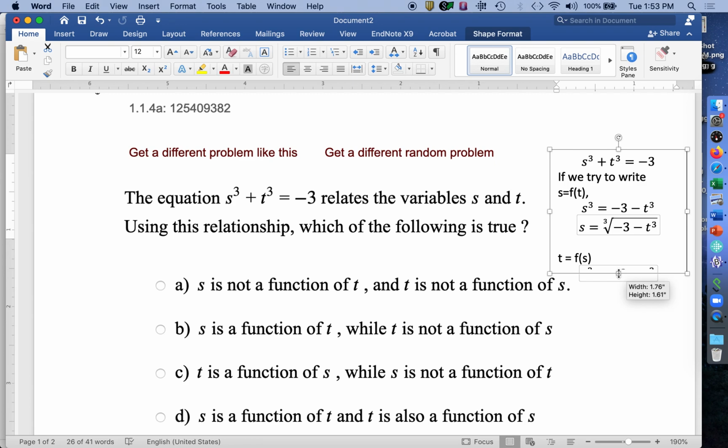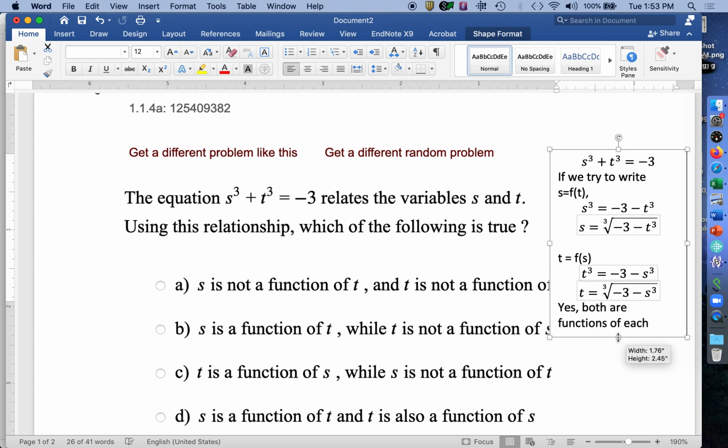Now if I try to write t equals some function of s, again I start with the same kind of step. t cubed equals -3 minus s cubed, and then take the cube root. t is the cube root of -3 minus s cubed. So both are functions of each other. So choice D is going to be the answer to this one. D says s is a function of t and t is a function of s.